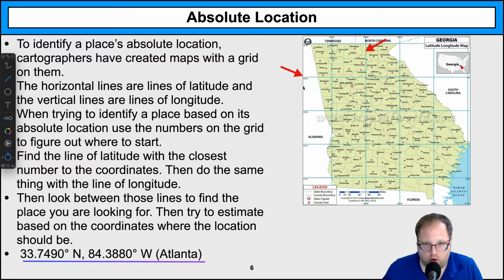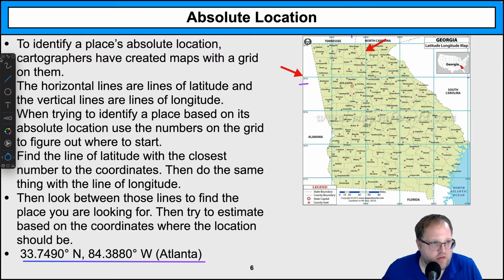I would go about a quarter of the way down because that would be 33.75. And then I would look for my longitude. My longitude is 84.388, so about 84.4 degrees longitude. So I'd go to 84, go a little less than halfway, and draw a line.